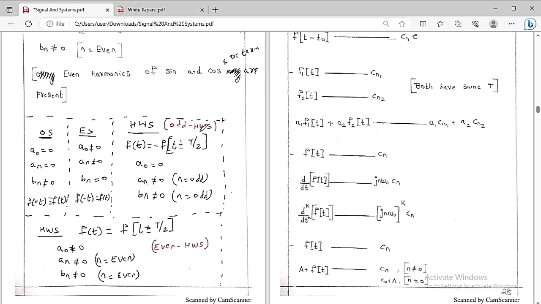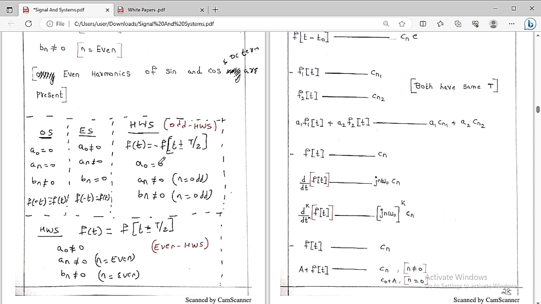So in the case of odd half-wave symmetry, only the odd harmonics of sine and cos terms are going to be present. In the case of even half-wave symmetry, the even harmonics of sine and cos terms are going to be present. So if you remember like this, then everything is very simple.